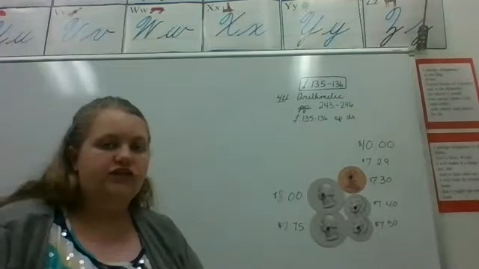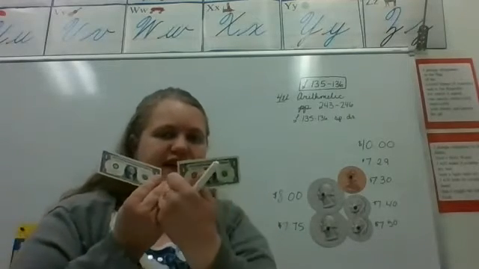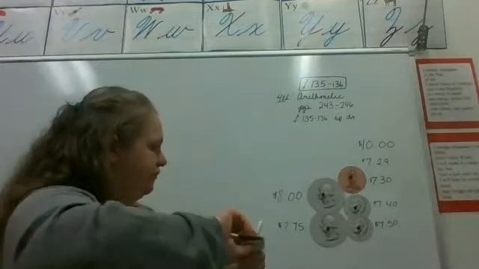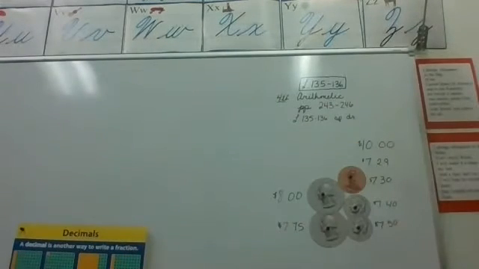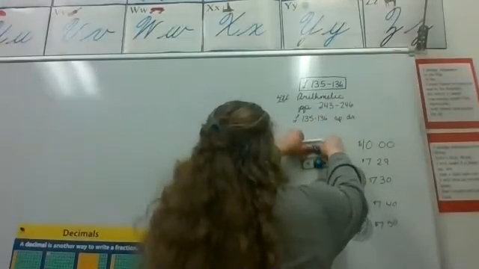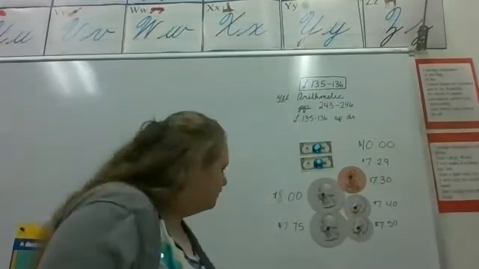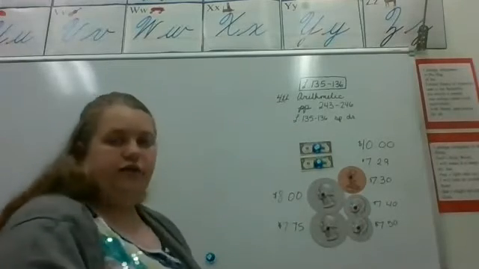We can count that. So $8, $9, $10, right? Okay? So I'm gonna put this up here. Grab another couple of our magnets. And we'll count this together, okay?